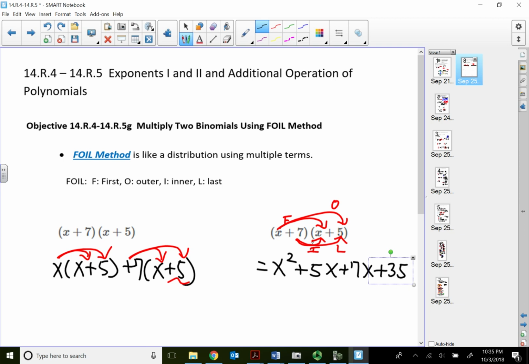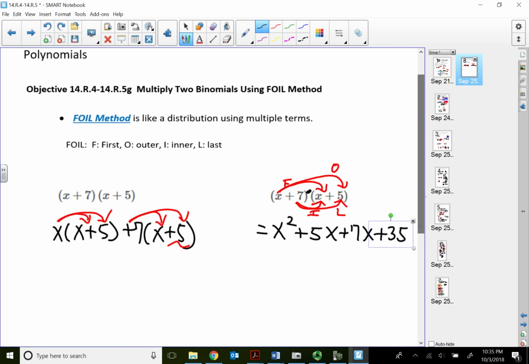Be very careful now, we are multiplying, so you constantly have to tell yourself I'm multiplying, so you're not going to accidentally say 7 plus 5, which is 12. That will be incorrect. Now the only thing I can do is combine like terms. These two terms in the middle are like terms, so I can combine them. So that will be x squared plus 12x plus 35.